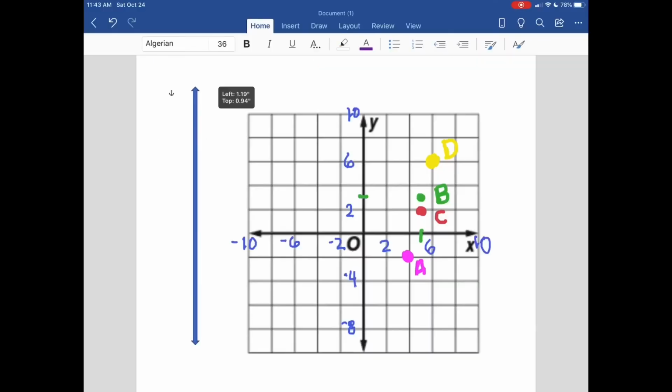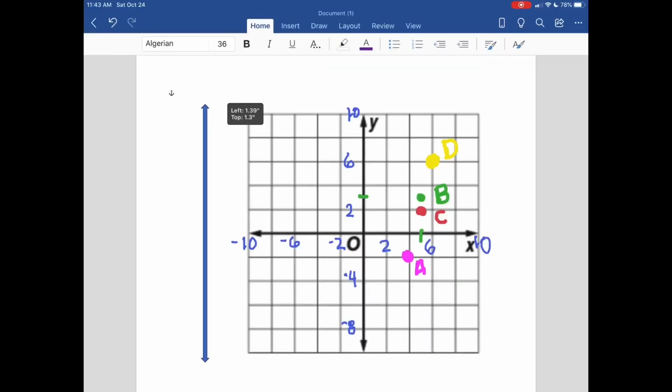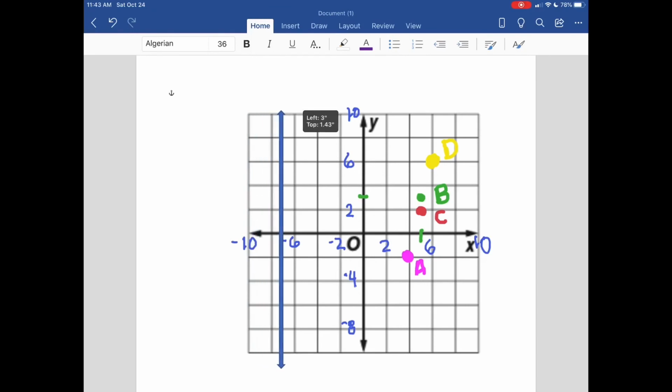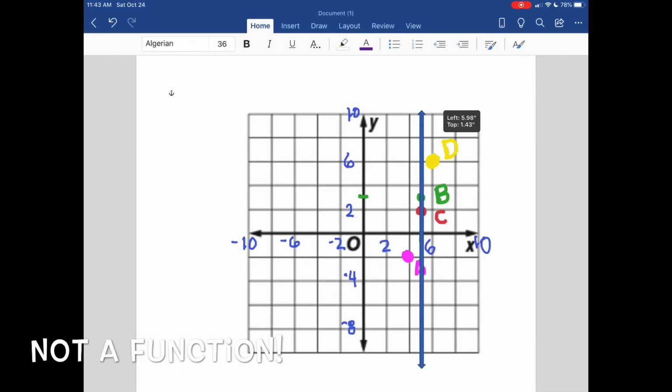So folks, if I wanted to see if this relation was a function, I would take my vertical line and trace it. I'm okay with A, but what happens when we go to B and C? It crosses at those 2 points. D's fine, but here, this would make our relation not a function.